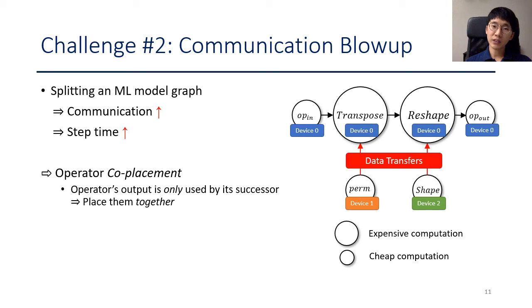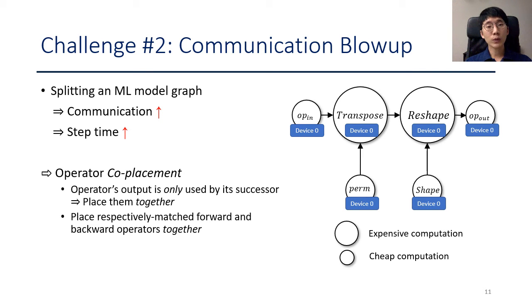To avoid too much communication, we apply a mechanism called operator co-placement. If the operator's output is only used by its successor, we place them together. With this method, we can remove data transfers and achieve faster step time. Along with this, we also co-place respectively matched forward and backward operators together. This is a commonly used technique and very beneficial.